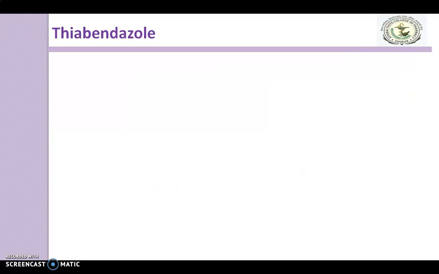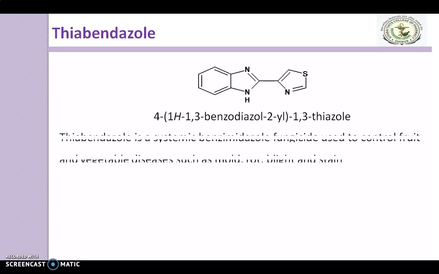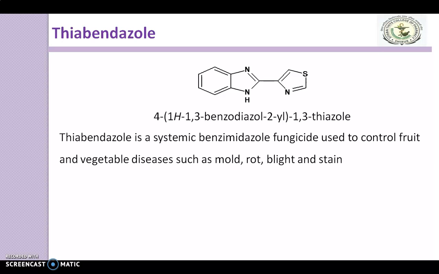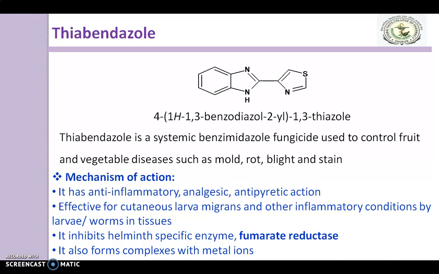Moving to the last compound, which is thiabendazole. Here is the structure with IUPAC nomenclature. Thiabendazole is a systemic benzimidazole fungicide used to control fruit and vegetable diseases such as mold, rot, blight and stain. Its mechanism of action: it has anti-inflammatory, analgesic and antipyretic action. Effective for cutaneous larva migrans and other inflammatory conditions caused by larvae or worms in tissues.